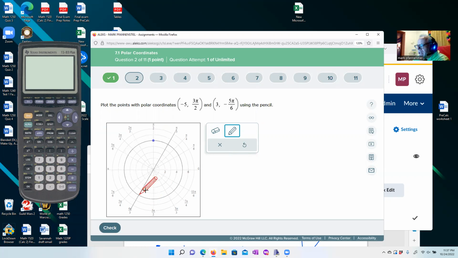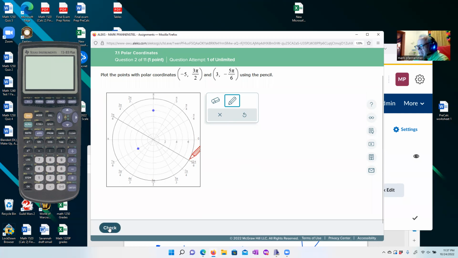Okay. And then we're going to go negative 5 pi over 6. Where the heck is that? Well, 6 pi over 6 would be all the way around, but it's 5 pi over 6 in the negative direction. So you can take this and rotate it around to negative 5 pi over 6. And then we're going to go 3 in that direction, so we're going to say 1, 2, 3. All right. Okay, double checking that.